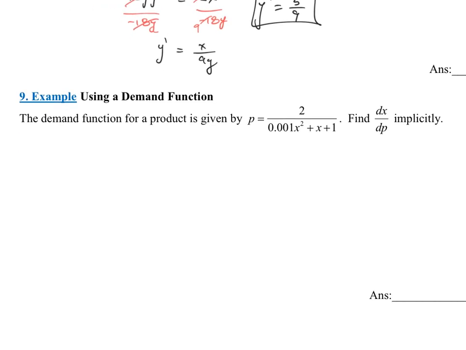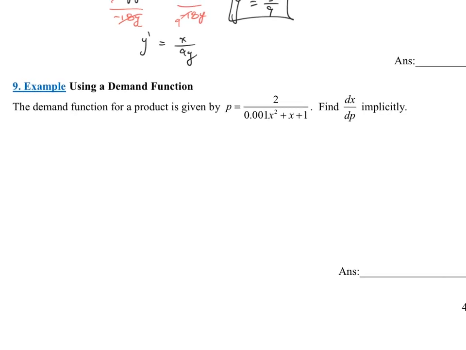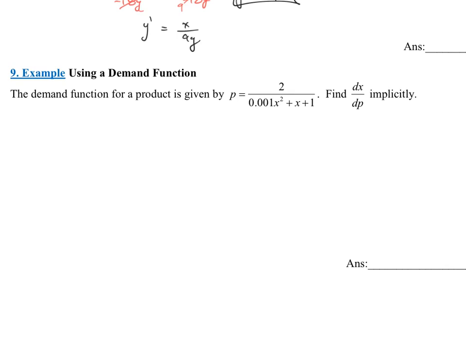Okay. Let's look at example 9 here. This one's going to mess you up a little bit. I want you to be really, really careful with this one. Okay? It says the demand function of a product is given by p equals 2 over 0.001x squared plus x plus 1. Find dx/dp implicitly. Oof, I want you to be really, really careful with this.